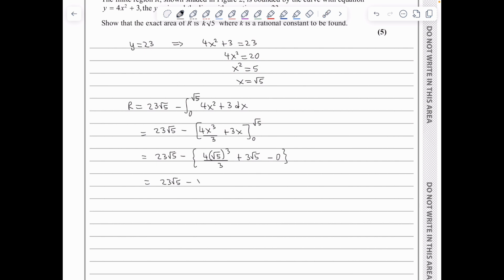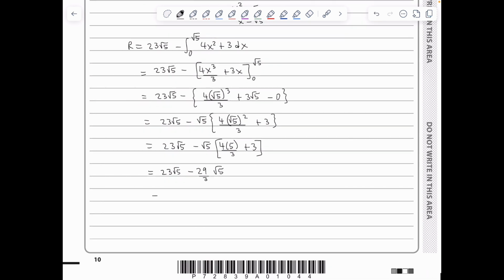So if I take the root 5, I'm left within the brackets with 4 times root 5 squared over 3 plus 3. So I can evaluate the bracket. It's 23 root 5 minus root 5, and I've got 4 times 5 over 3 plus 3 within the bracket here, which means we're looking at 23 root 5 minus 29 over 3 root 5. I can express everything as a single term, we are looking at 40 over 3 root 5 units squared for the area R.